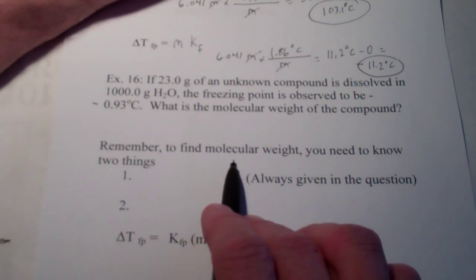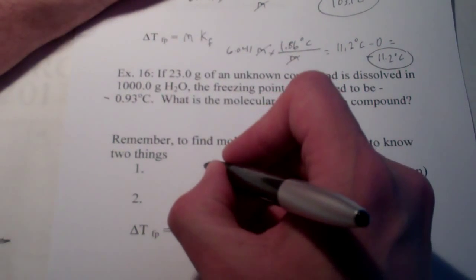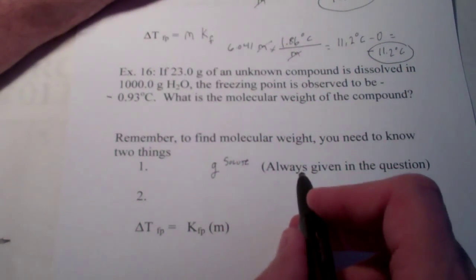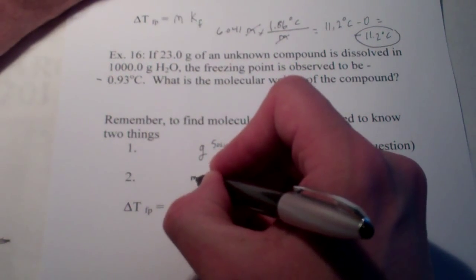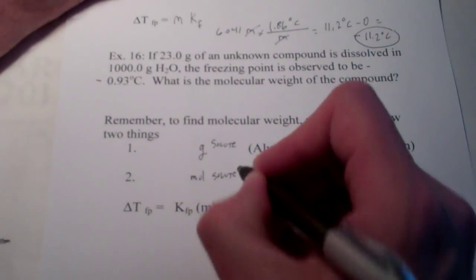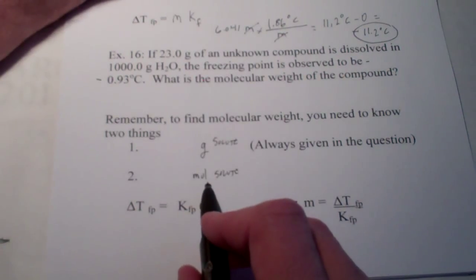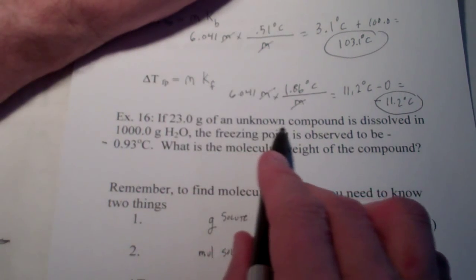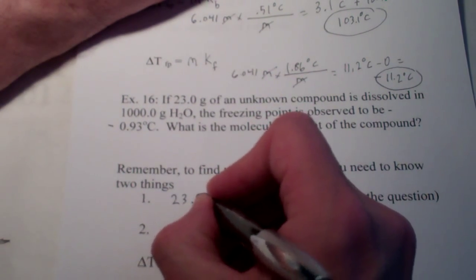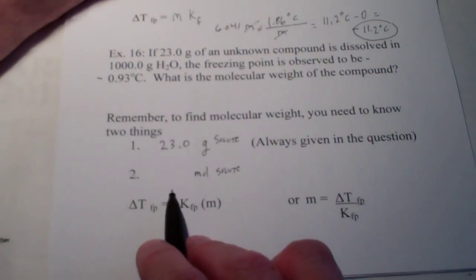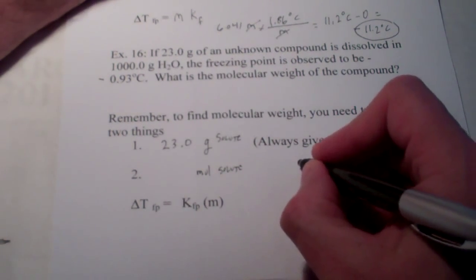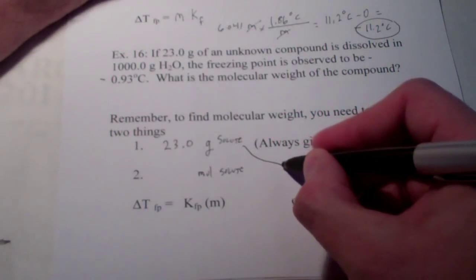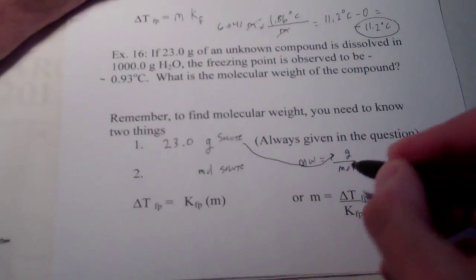Now remember, to find molecular weight we need to know two things. We need to know grams of the solute, and that's always given in the question, and we need to know moles of the solute, and this is what we have to solve for. So let's read the question and see if we can find grams of solute. Oh, here we go, 23.0 grams of an unknown compound. Now all we have to do is calculate the number of moles. And then as you know, molecular weight is grams divided by moles. We already know the grams. So we're going to find moles.